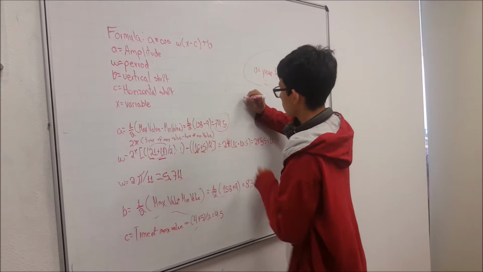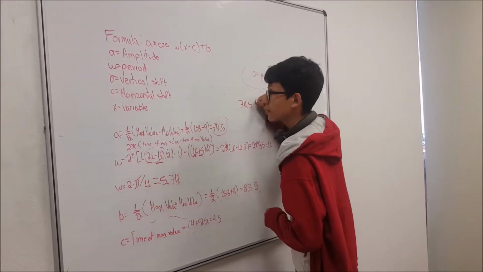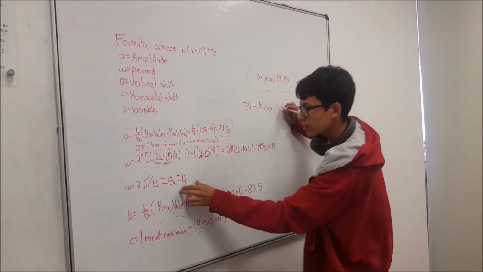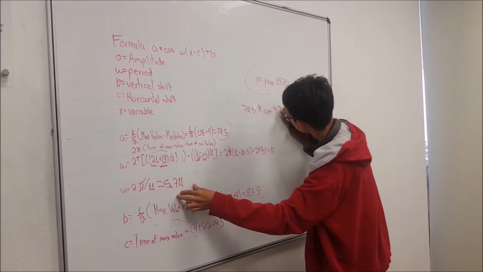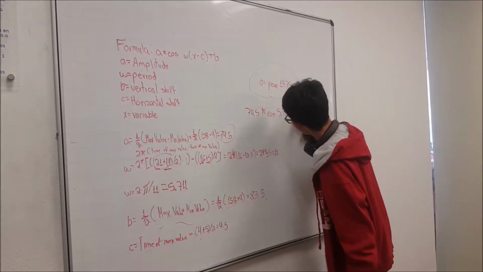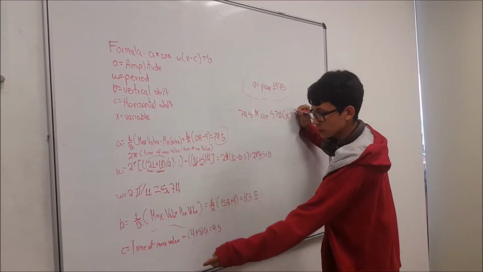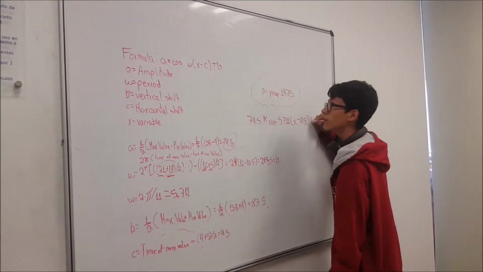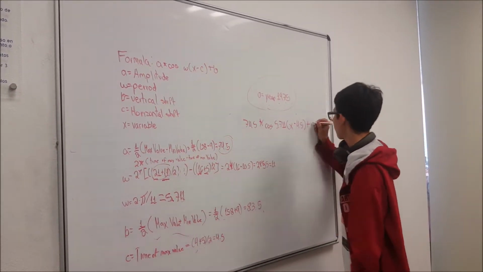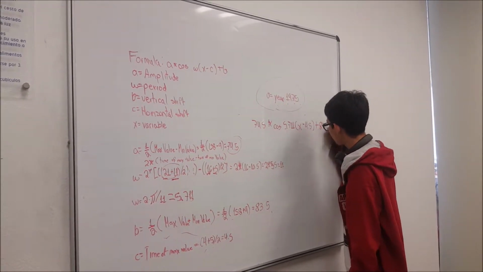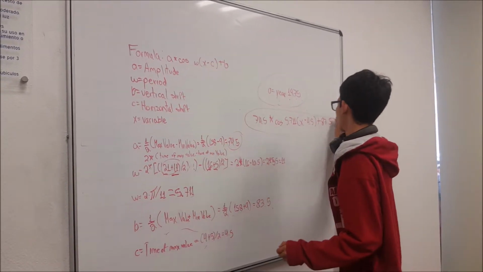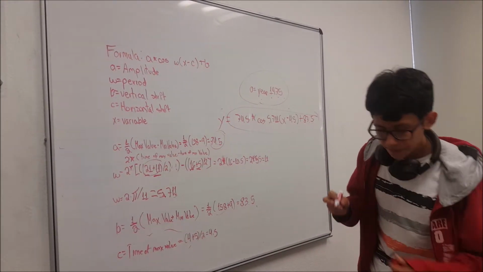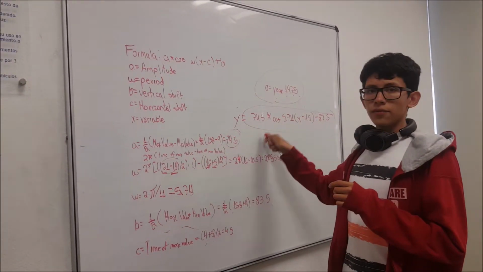Now the formula goes like this. So its amplitude, which will be 74.5, times cosine, and the period, which will be 5.711, all times x minus the horizontal shift, which will be 4.5, plus the vertical shift, which will be 83.5, and that's how you get the formula for the sinusoidal wave for problem 9.